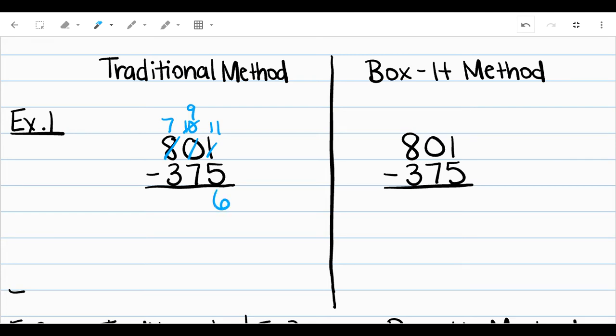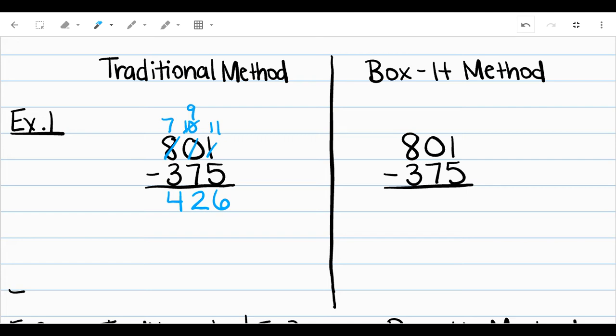And then I go to my tens column. I have 9 minus 7. Again, we have more on top, so no need to stop. And 9 minus 7 is 2. And then I go to my hundreds column. I have 7 minus 3, which equals 4. And if you guys have done these kind of problems, you've probably done it this way, which is fine and it works out.